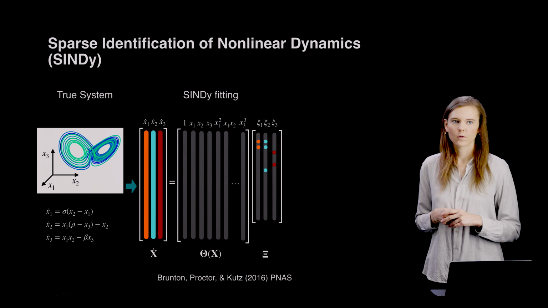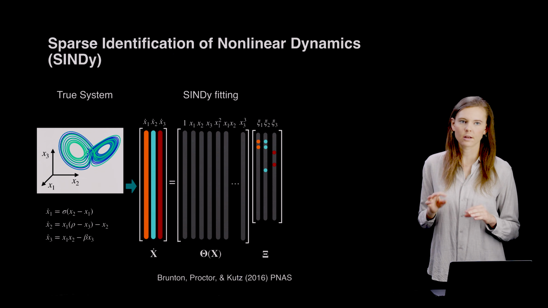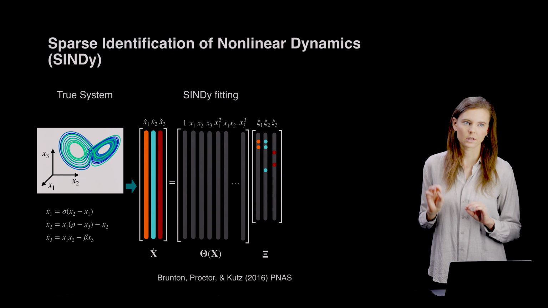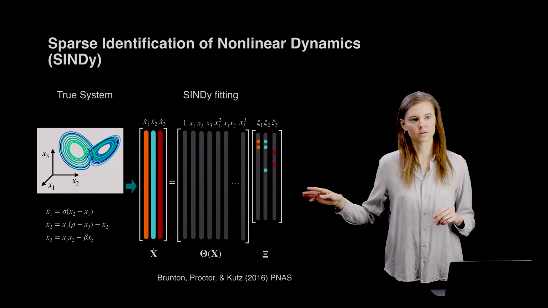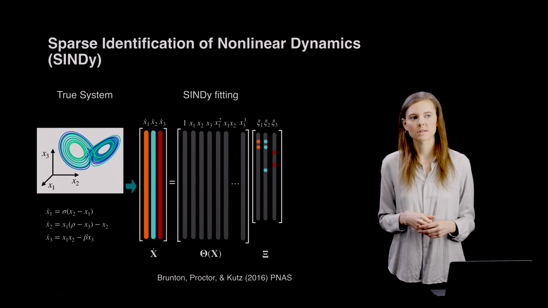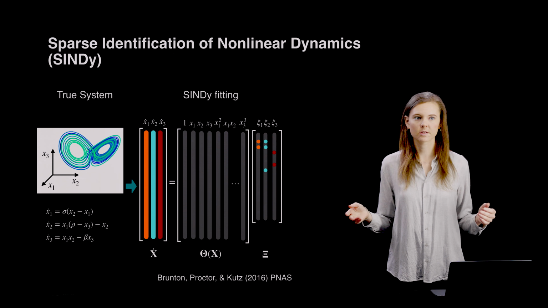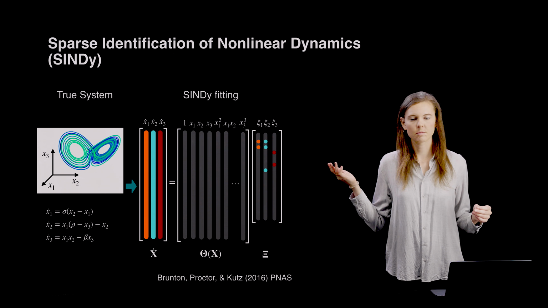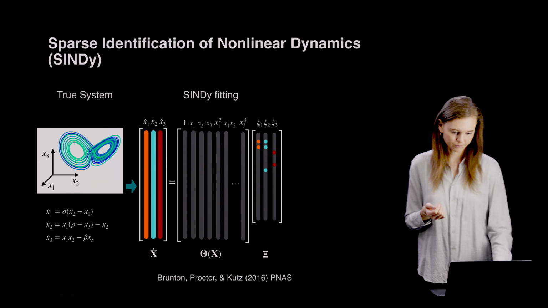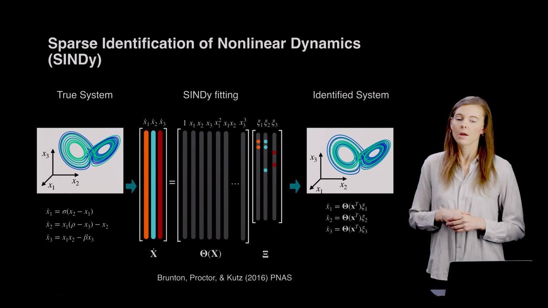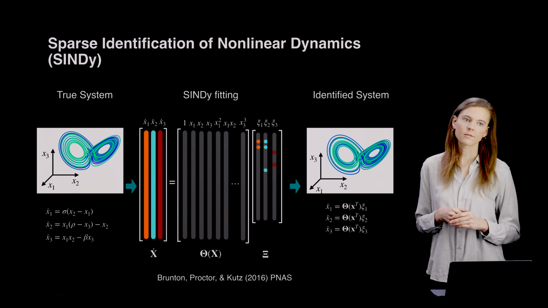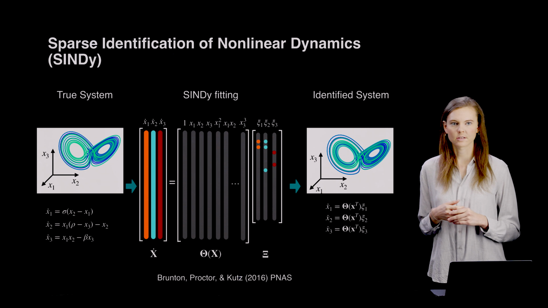So SINDy then performs a sparse regression to identify the terms in the dynamical system of interest. Here I've highlighted the terms in this Lorenz dynamical system. You can see that even in this very limited basis, the true underlying system is indeed sparse. So from this, we now get an identified system, and we hope that the system we identified has a close match for our true dynamics.